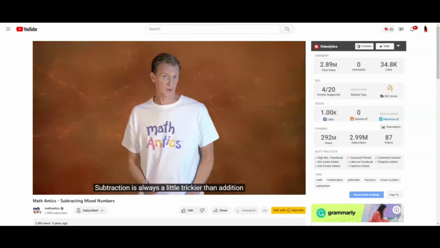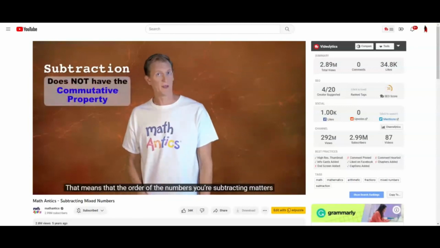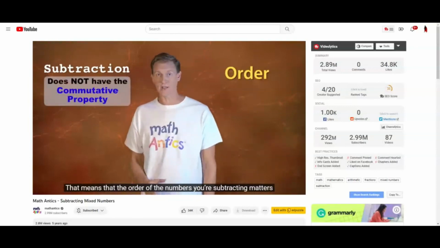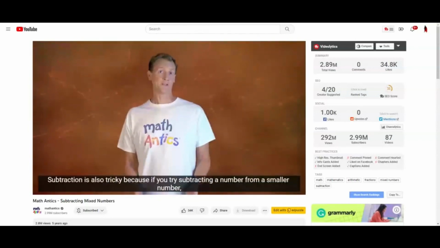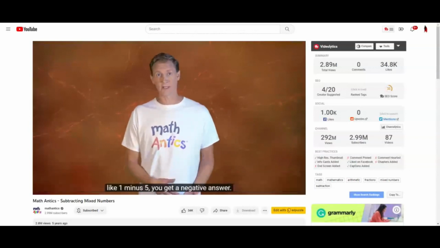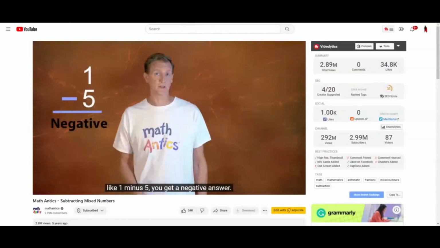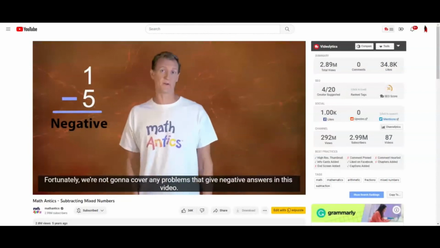Subtraction is always a little trickier than addition because subtraction does not have the commutative property. That means that the order of the numbers you're subtracting matters, and you can't switch it like you can with addition. Subtraction is also tricky because if you try subtracting a number from a smaller number, like 1 minus 5, you get a negative answer.